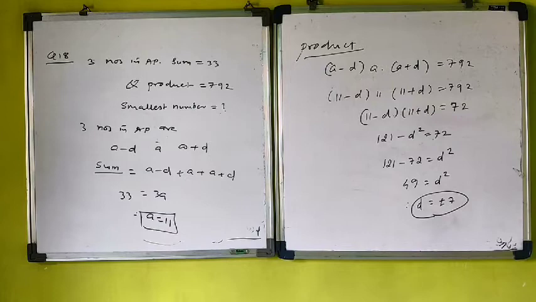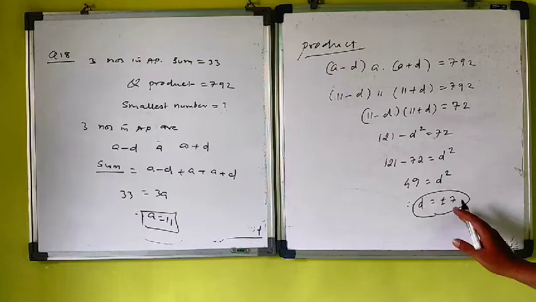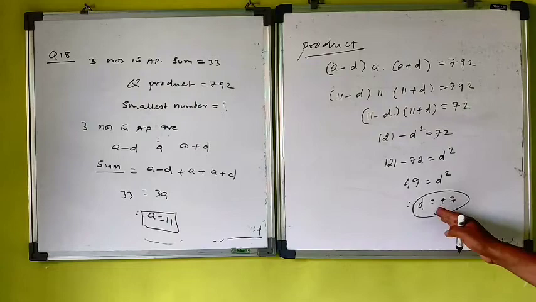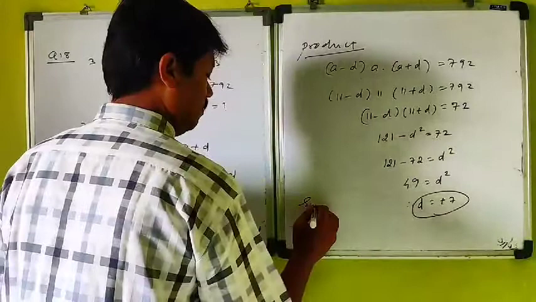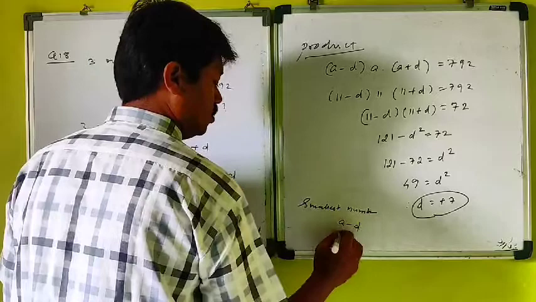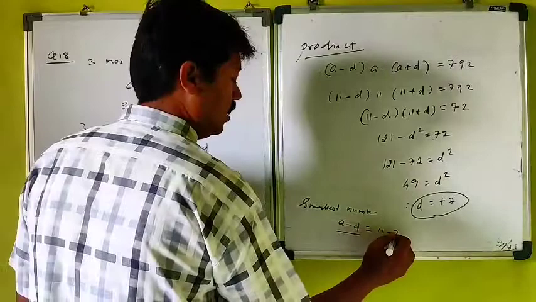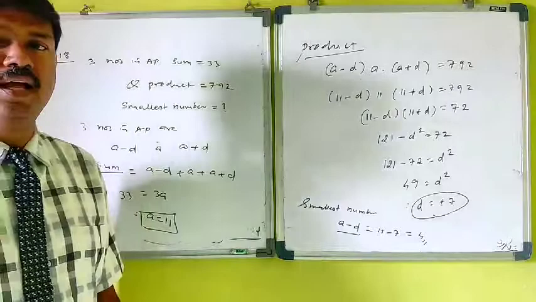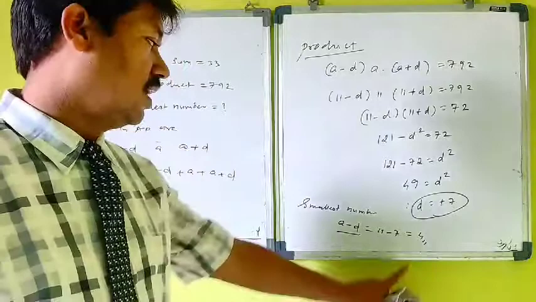So if you take plus 7 or minus 7, the reverse direction is possible. Therefore, if you take plus, then a minus d is the smallest. If you take minus, then a plus d is the smallest. Because we want to find the smallest number in any case out of this, we can take d is equal to plus 7. That's better. So the smallest number will be a minus d. We calculated a is 11, so it is 11 minus 7, that is equal to 4. That means the numbers are 4, 11 and 18. Yes, so that's the answer. The smallest number is 4.